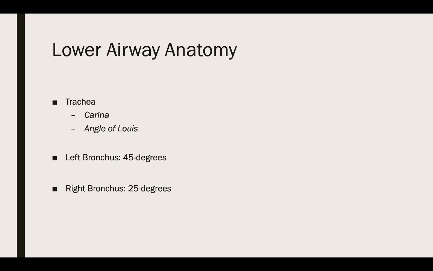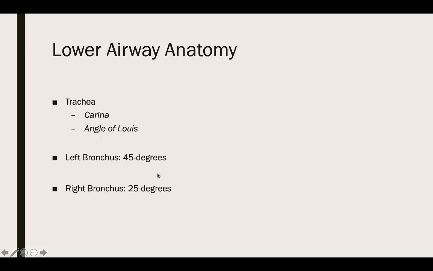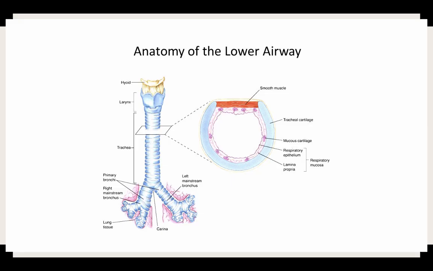Moving down our trachea, it's worth noting our carina right there. So as we move down our trachea, we branch off into the right and the left main stem bronchi, and our carina is right there at that fork in the road. And also worth noting, our left and right main stem bronchi break off at different angles. Our left angle is much more steep than our right angle.